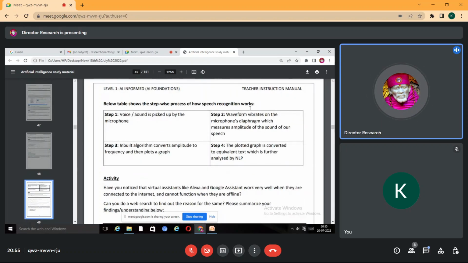Below is the stepwise process of how speech recognition works. Step 1: voice sound is picked up by the microphone. Step 2: the waveform vibrates on the microphone's diaphragm, which measures the amplitude of the sound of our speech. The input algorithm converts amplitude to frequency and then plots a graph. The plotted graph is converted to equivalent text, which is further analyzed by NLP.